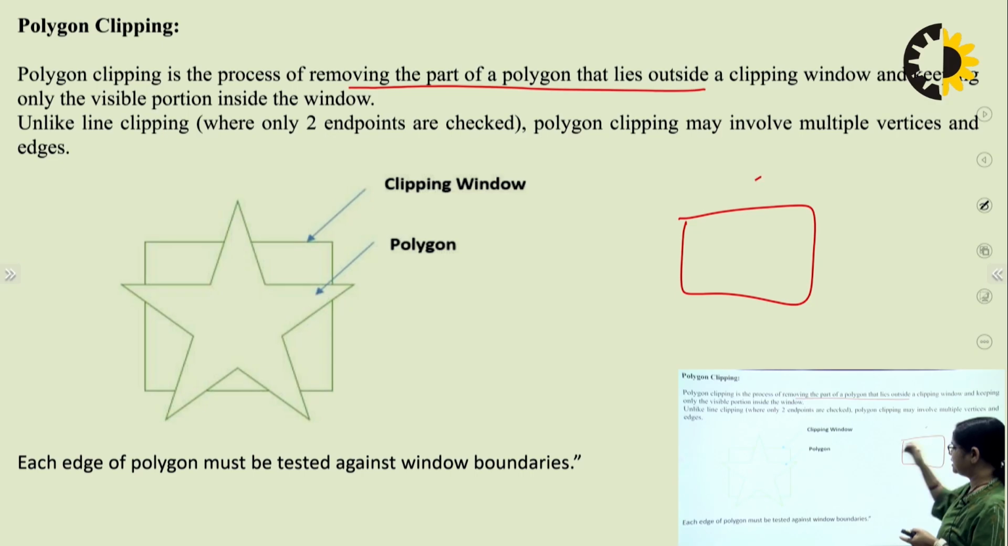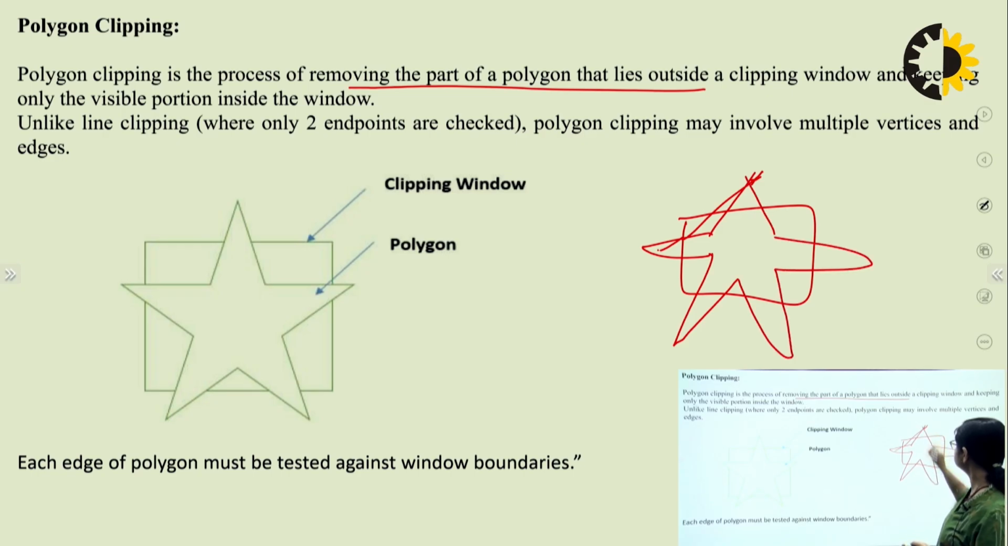For example, this diagram is not very clear, so I am drawing the same diagram here. If you see that this star has been made, so in polygon clipping, what we will do is discard this portion, this portion, this portion, and this portion. So we are keeping only this part in polygon clipping. That is known as polygon clipping.